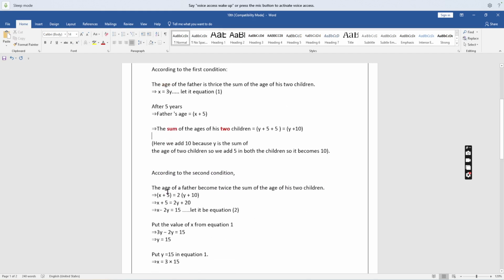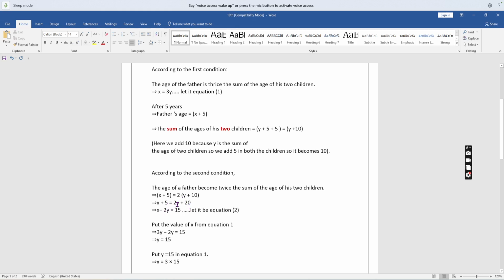Now, according to the question, the age of the father becomes twice the sum of the ages of his two children. So it is given. Now, what is the age of the father? The age of the father after 5 years would be x plus 5. And what is the sum of the ages of his two children? That would be y plus 10, as discussed here. And the ratio is 2. So x plus 5 is equal to 2 into y plus 10. Now we are going to open the bracket. X plus 5 is equal to 2y plus 20.